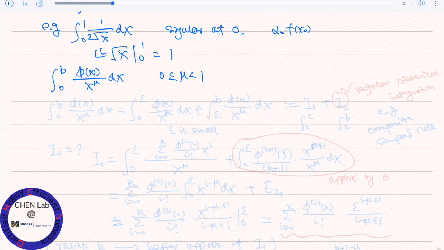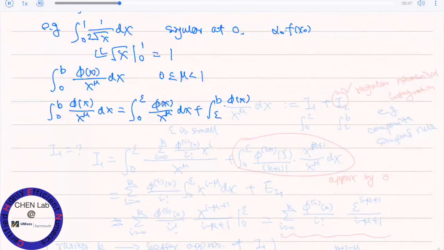So one idea is that we can examine the integral. We can split it into two parts. We can single out the trouble region, where it is close to zero, from 0 to epsilon, some small epsilon: the integral of phi x divided by x to the mu dx, plus the integral from epsilon to b of phi x divided by x to the mu dx.